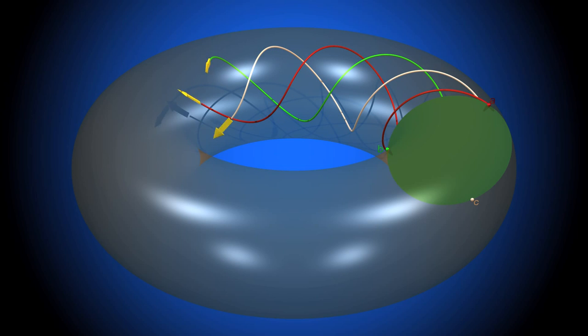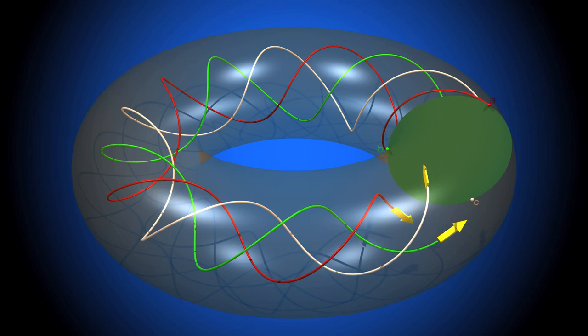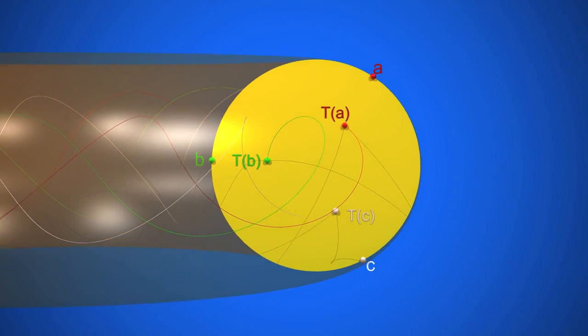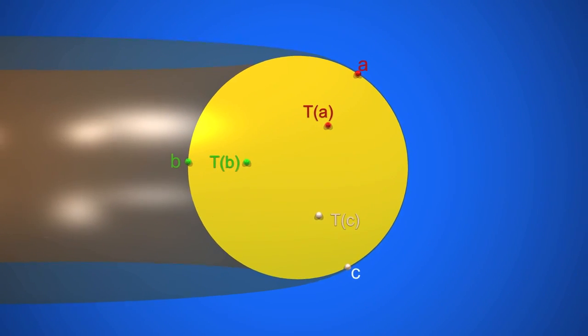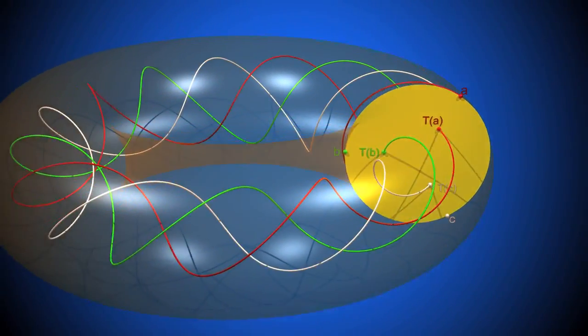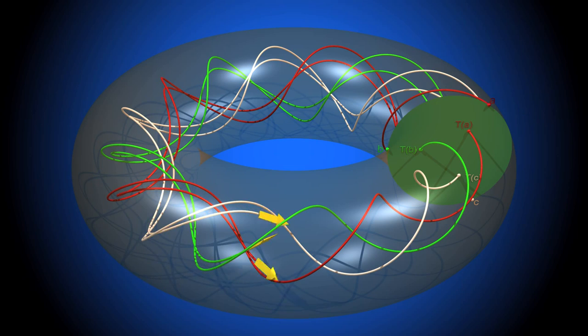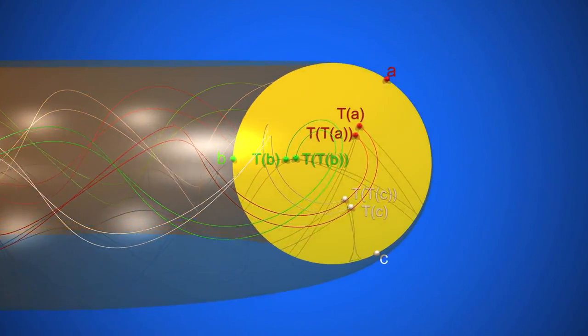For each point x of the disk, we can observe the trajectory that starts from that point, and wait until it hits the disk again at a new point, t of x. A few seconds later, this new point is again transformed by t, and we get a third point, t of t of x, and so on. After each trip, the point is transformed by t.